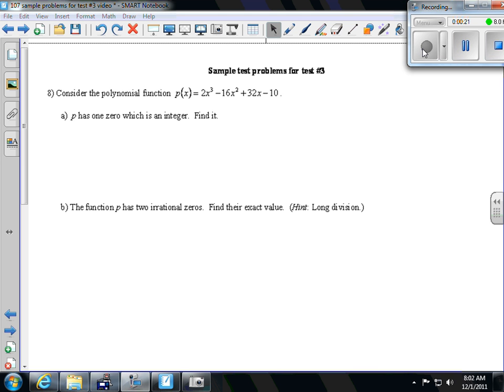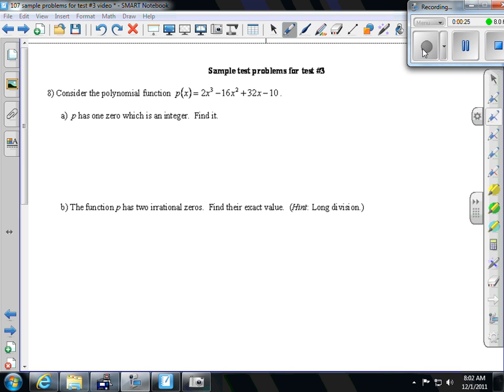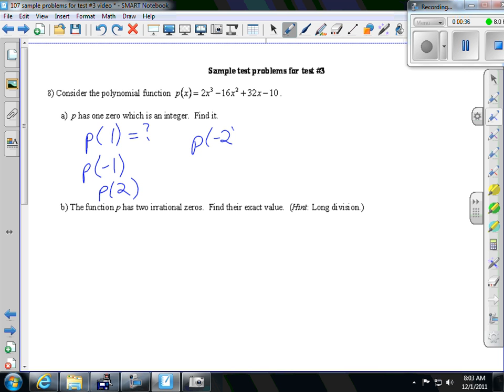You could just, by trial and error, start plugging in values for x and hope that you find the right one soon. For example, you could check to see what p of 1 is, and p of negative 1, and p of 2, and p of negative 2. And eventually, hopefully, you find something where the answer is 0. Now, I said it's an integer, so maybe you'll find it soon, but maybe not. So let's give you another option.